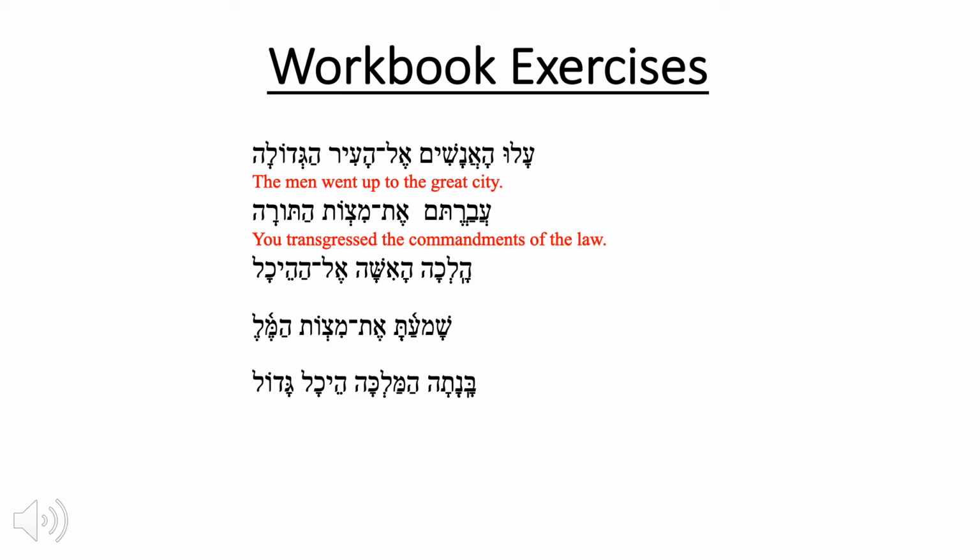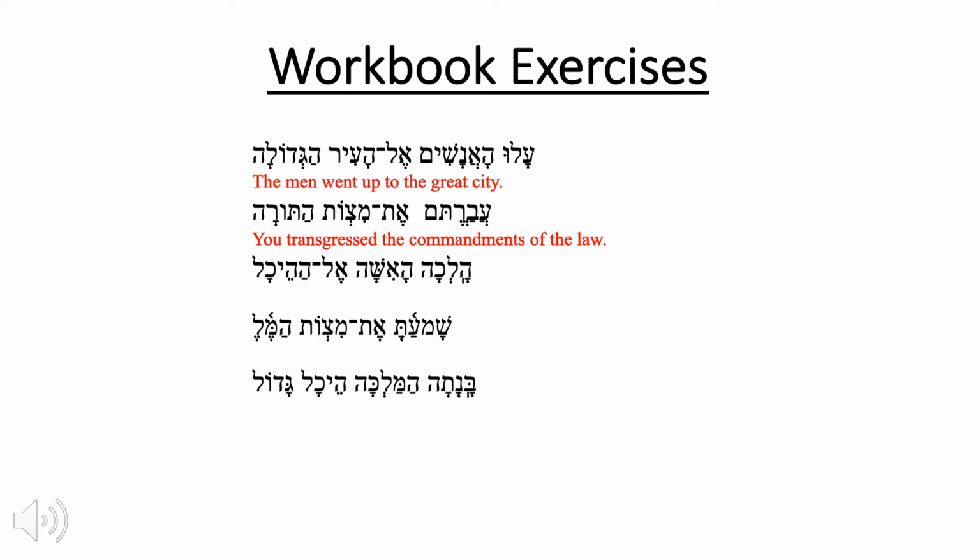The second phrase also begins with a verb, 'avartem. The tem indicates that this is a second person masculine plural. Again, the mem is the giveaway that this is masculine, and the tav tells us that it is second person. So we have 'avartem. 'Avar meaning he crossed. So in this case, you crossed. Metaphorically then, you transgressed.